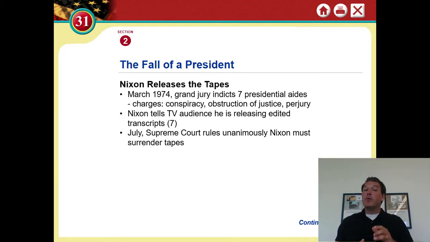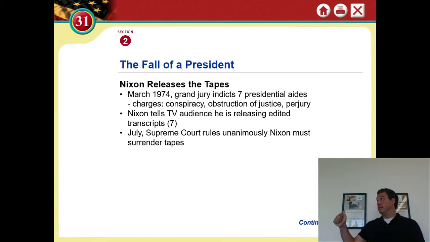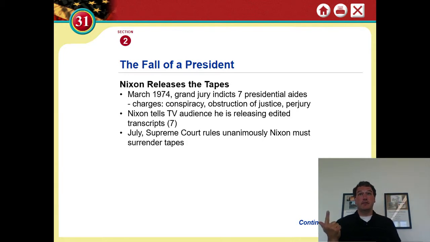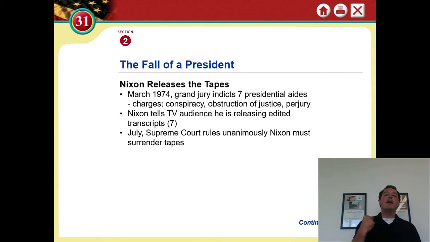But in March of 1974, the grand jury has now indicted 7 of his aides with charges of conspiracy, obstruction of justice, and perjury. Felony level offenses for 7 of his aides. So finally, Nixon went on television and said, "I'm going to release edited versions of these transcripts. Some information will be redacted in the interest of national security." Sound familiar?